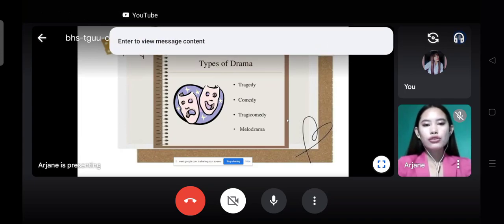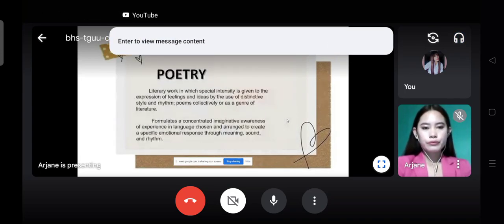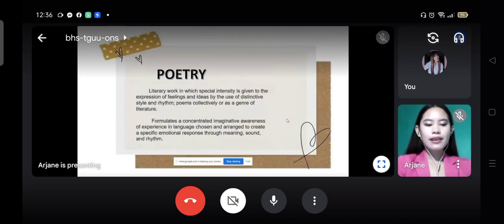And now let's jump to poetry. Poetry is defined as a literary work in which special intensity is given to the expression of feelings and ideas by the use of distinctive style and rhythm; poems collectively, or as a genre of literature.